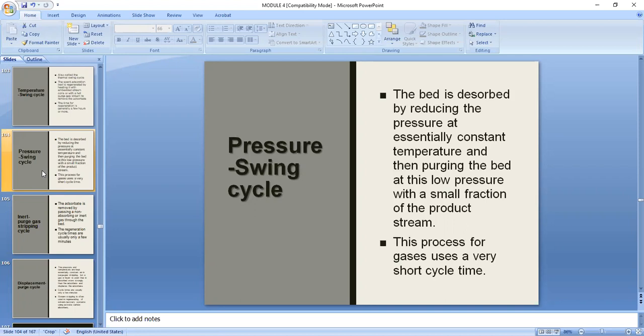The bed is desorbed by reducing the pressure at essentially constant temperature and then purging the bed at this low pressure with a small fraction of the product stream. This process for gases uses a very short cycle time. So the pressure swing cycle is used for adsorbed gases on adsorbents, and it reduces the pressure at constant temperature, after which the bed is purged with the product stream. That is the adsorbate that was discarded already. Now, the time here is also short, just like the temperature cycle.